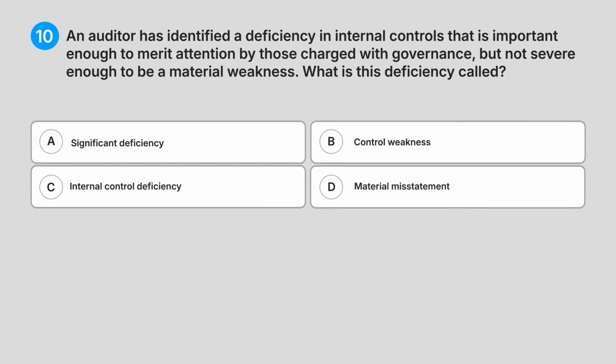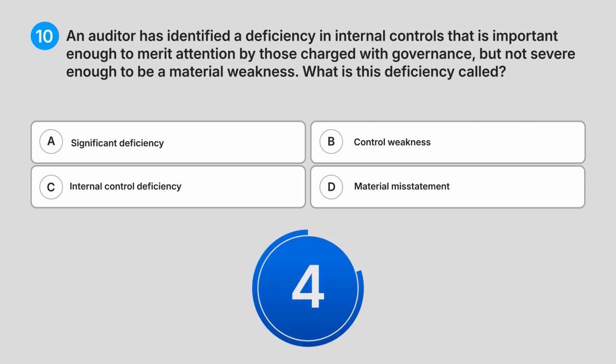10. An auditor has identified a deficiency in internal controls that is important enough to merit attention by those charged with governance, but not severe enough to be a material weakness. What is this deficiency called? A. Significant deficiency. B. Control weakness. C. Internal control deficiency. D. Material misstatement.